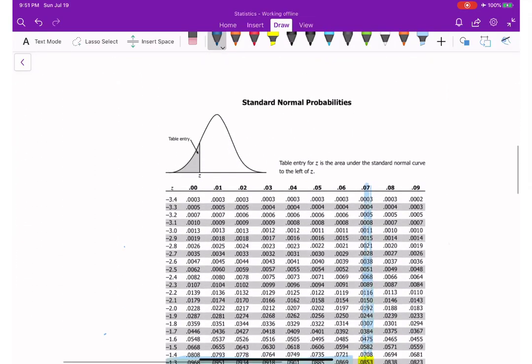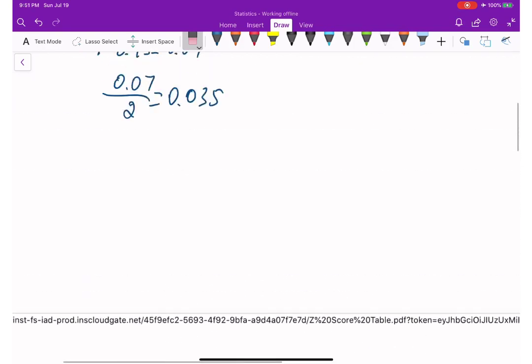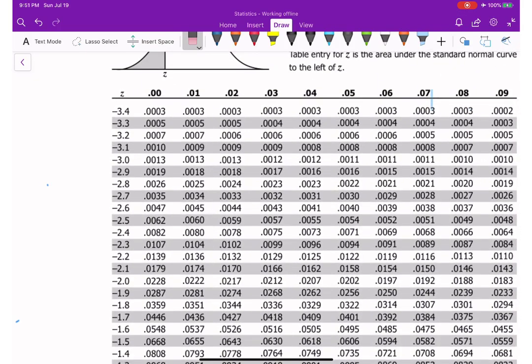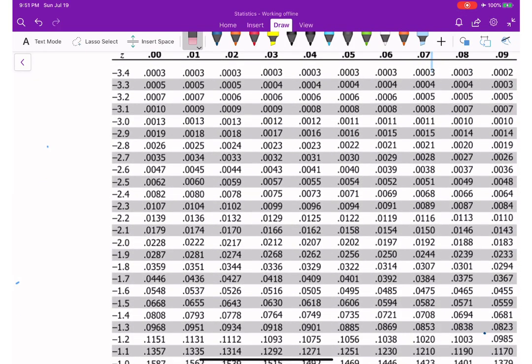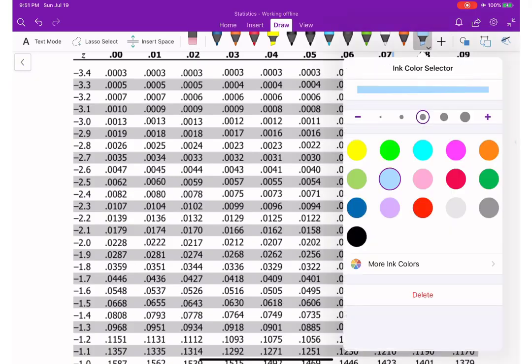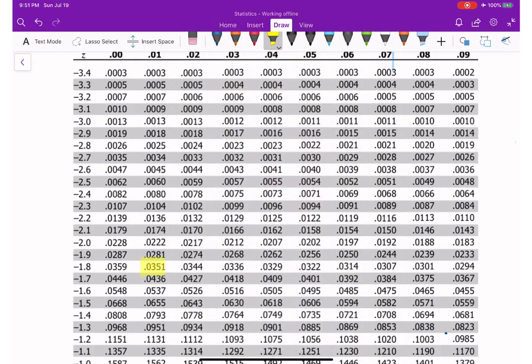Let's go to our negative z-score table. Okay, let me clean this so I won't have a mess. All right, so 0.035, let's see, 0.03 here, 0.0359, 0.0301. Here it is. Okay, 0.035.